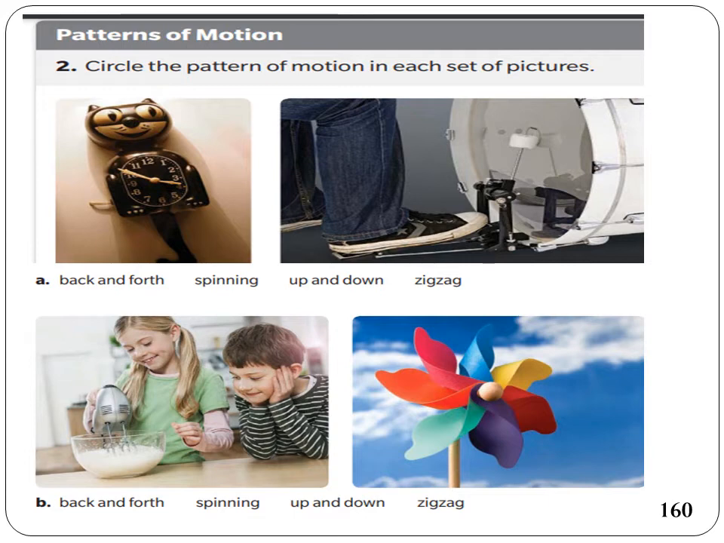We are still on page 160. Let's do question 2 together. Circle the pattern of motion in each set of pictures. Look at the cat's tail. How does it move? Very good. Back and forth. What other parts of this clock move? Excellent. The hands around the numbers on the clock.